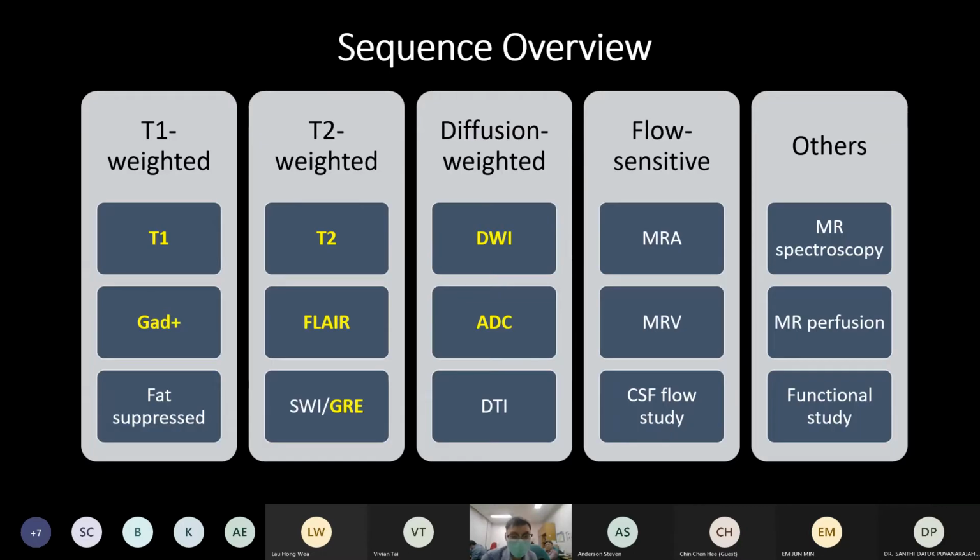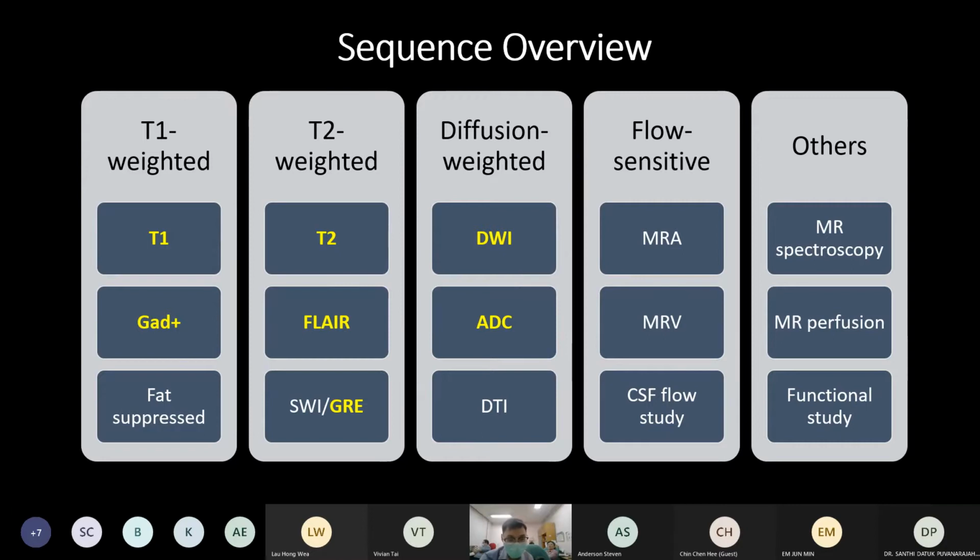So I will go straight into the sequence overview. MRI at one glance can be difficult and complicated, but it all goes down to the basics. There are a lot of sequences, but only a few important ones that we really need to understand in order to interpret basic pathology. We can classify them as T1, T2, diffusion weighted, flow sensitive, and the rest is others.